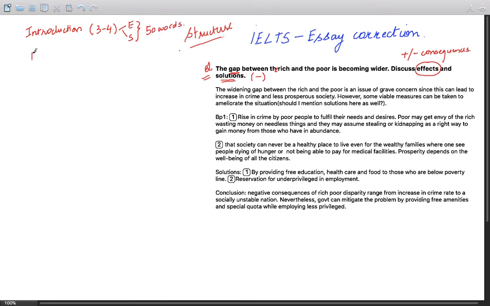Followed by body paragraph 1, which is about the effects. So you have to discuss the effects that you mention in the introduction. Body paragraph 2 should be about solutions. You have to discuss the solutions you have mentioned in the introduction. And finally, it's the conclusion, which is again about 2 to 3 sentences, about 40 to 50 words, that's sufficient.